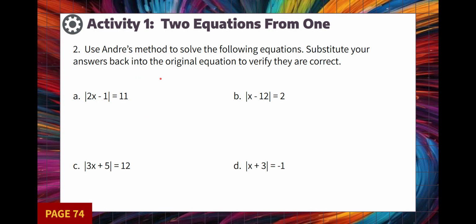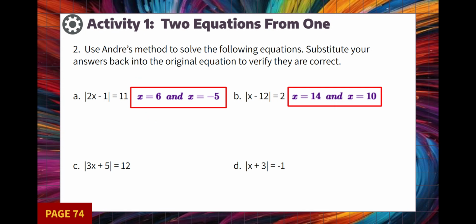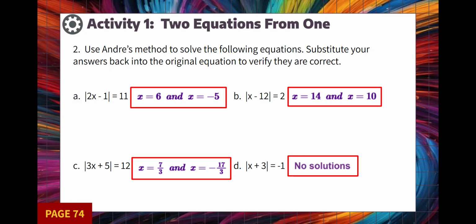The pattern will be the way I did it in your warm-up. Okay, so if you want to do it that way, this should be the answer. A, x is equal to 6 and x is equal to negative 5. B, x is equal to 14 and x is equal to 10. C, x is equal to 7 over 3 and x equals negative 17 over 3. And the other one is no solutions.